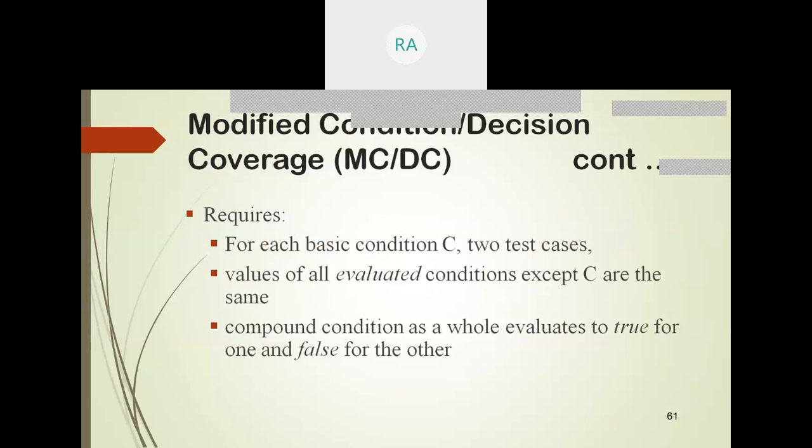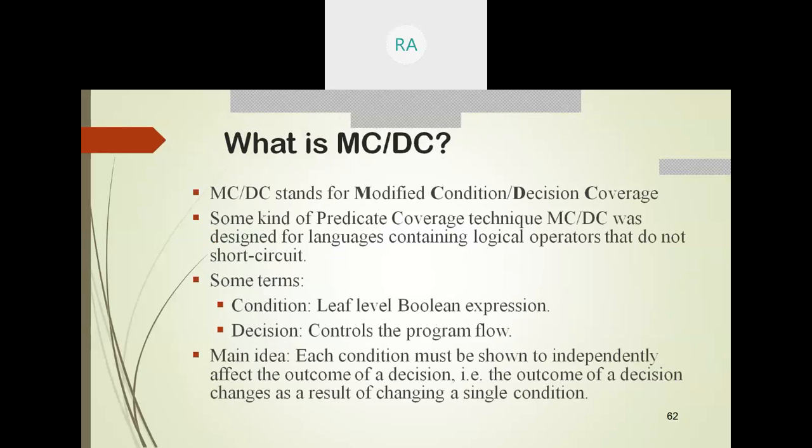What is the prerequisite for this particular MCDC coverage? For each basic condition C, suppose C is the basic condition, it is going to have two test cases maximum. At least it should have two test cases. And all the evaluated conditions except the basic condition that I have considered are the same. Okay, and the compound condition as a whole should evaluate to either true or false for the test cases that I have considered. These are the prerequisites or the requirements for modified condition and decision coverage.